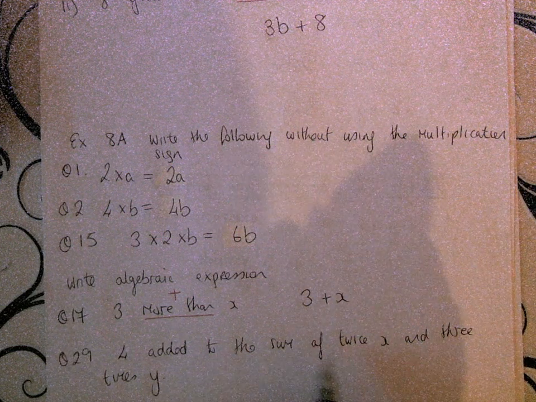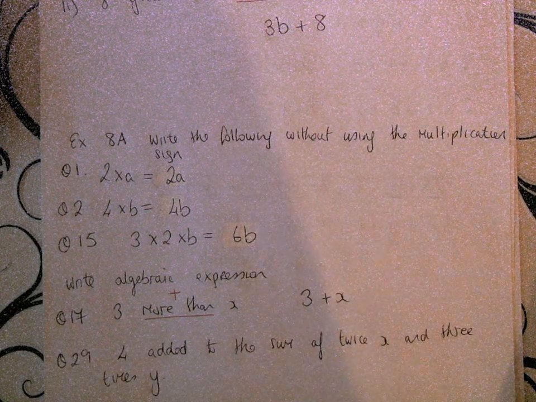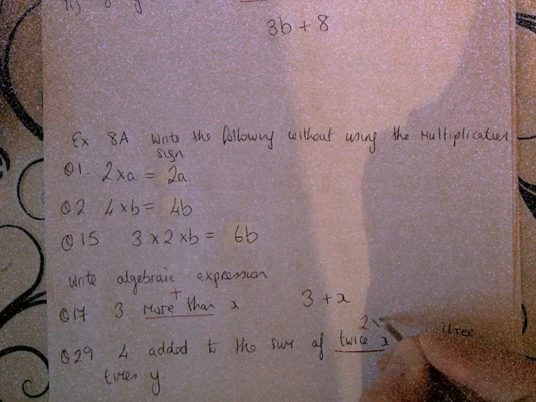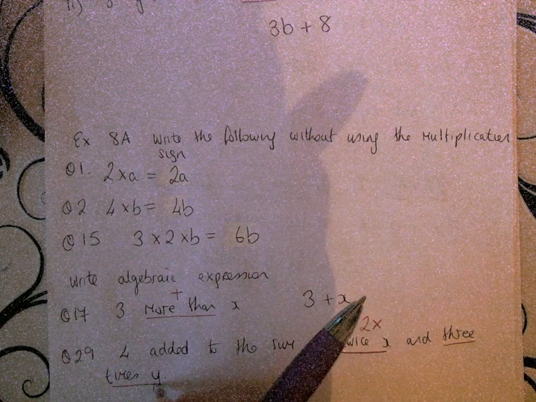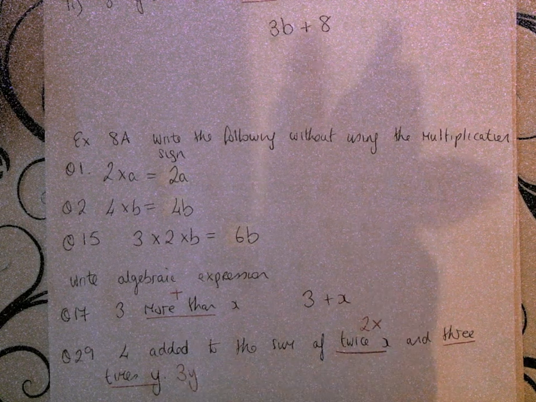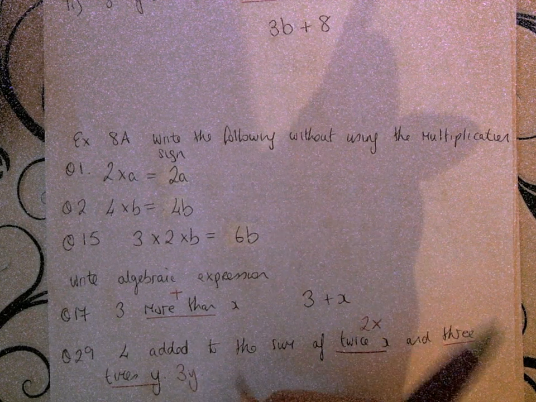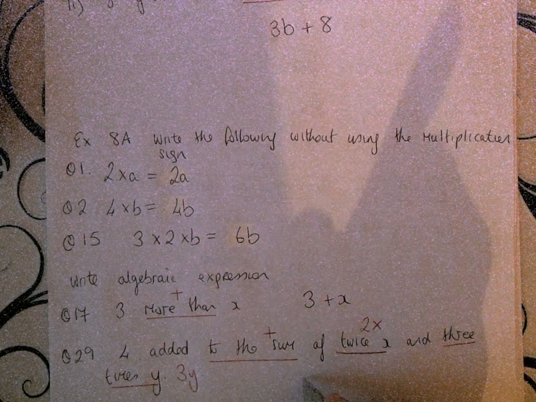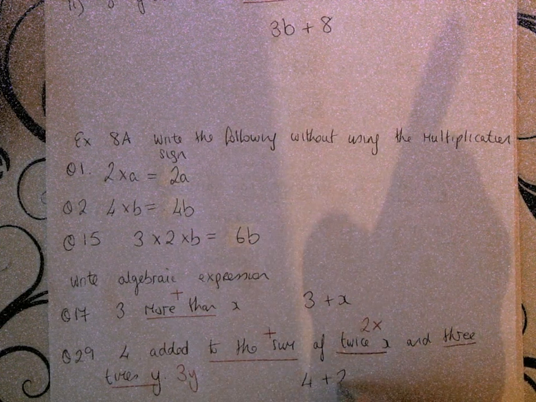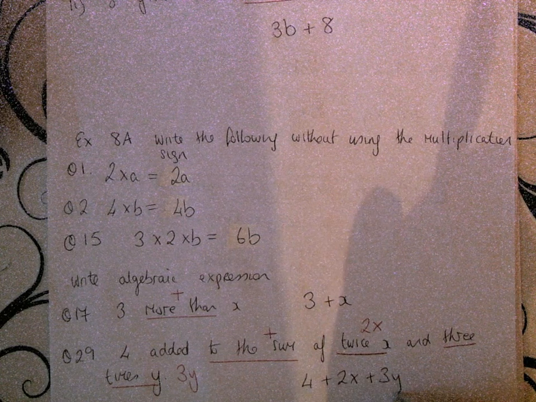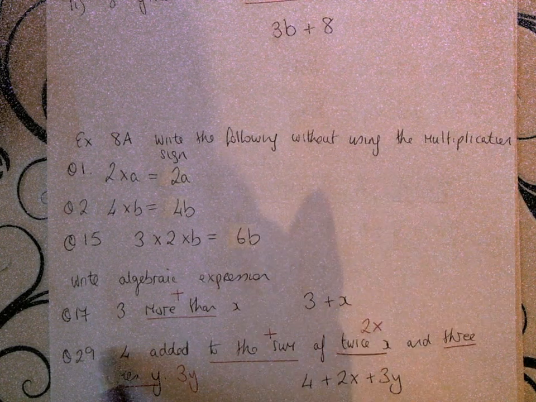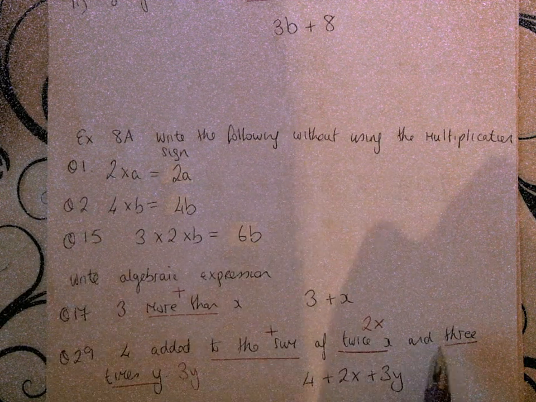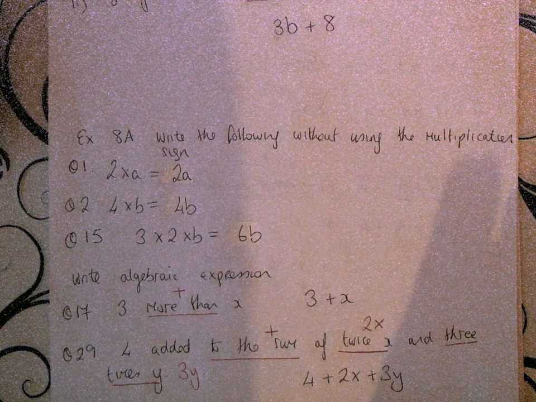4 added to the sum of twice x and 3 times y. So twice x means 2x. 3 times y means 3y. 4 added to the sum, so the sum means add of. So literally we're doing 4 plus 2x plus 3y. Okay, so 4 added to the sum, so add of twice x, 2x, and 3 times y, 3y.